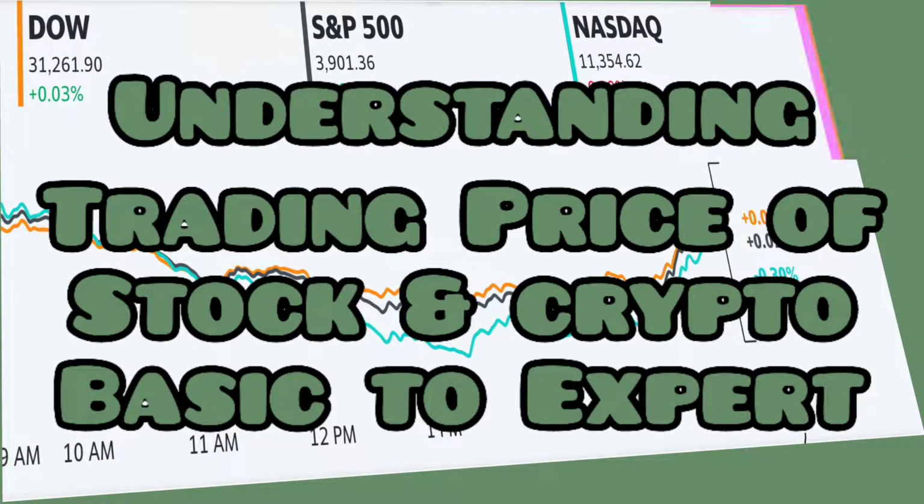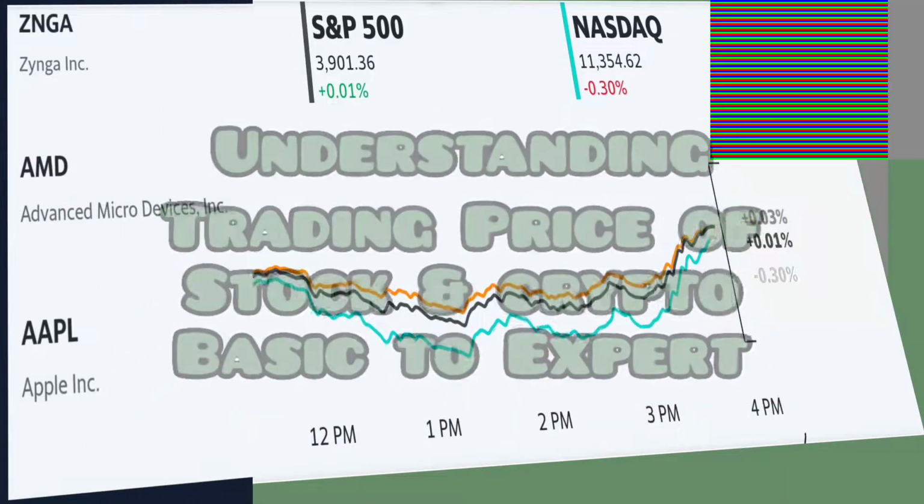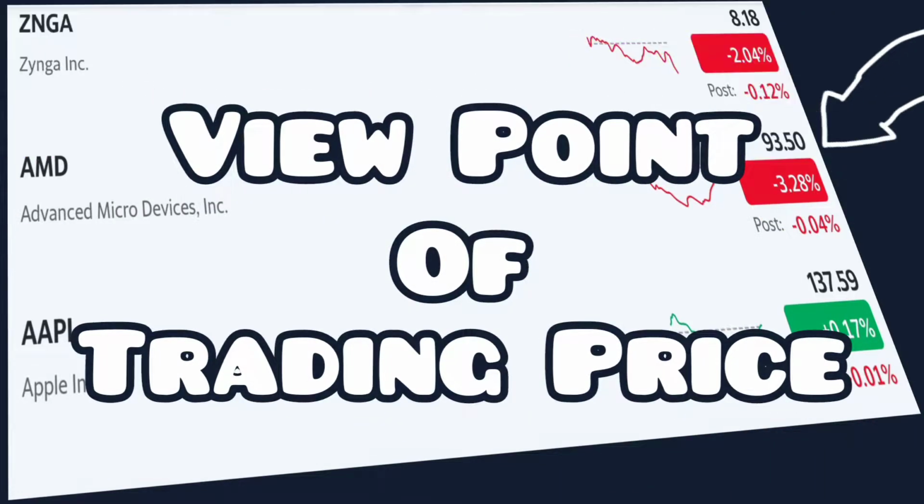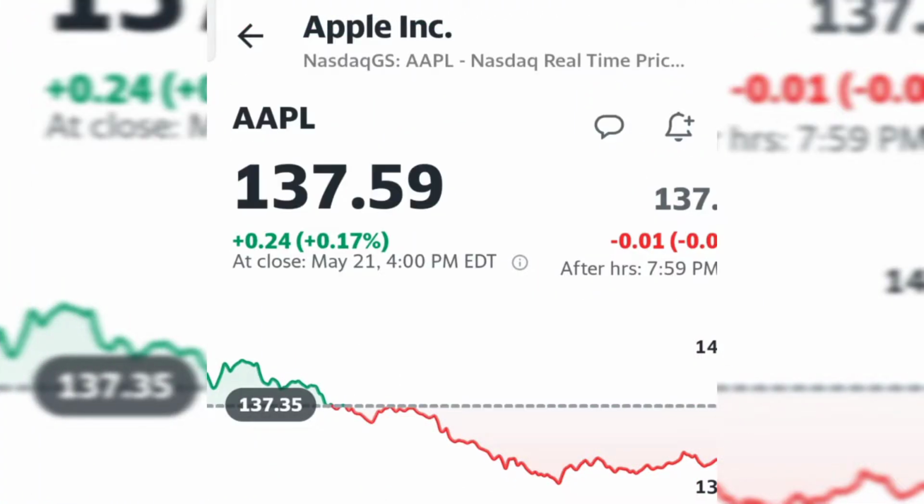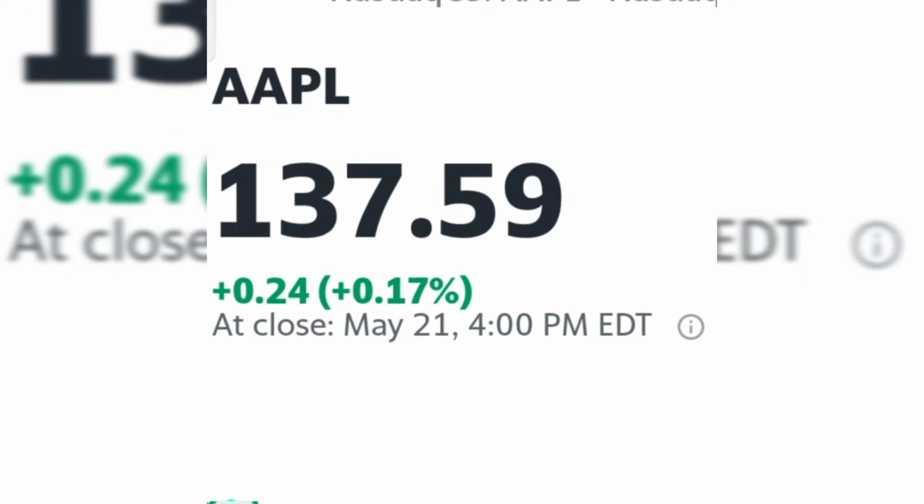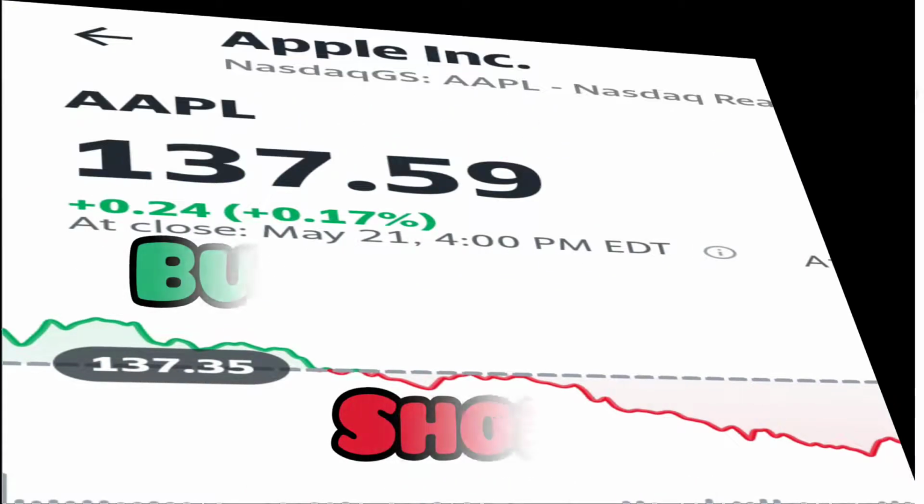Understanding trading price of a stock from basic to expert. In the basic, we will discuss the viewpoint of trading price. When we go for a trade, at first we watch the price of a stock, then we take a decision to buy or short a stock for trade.